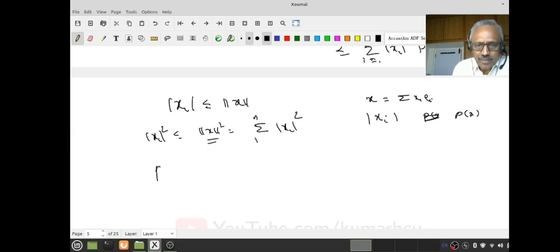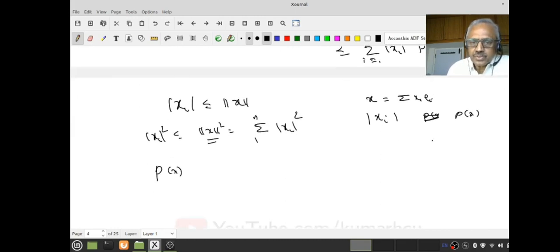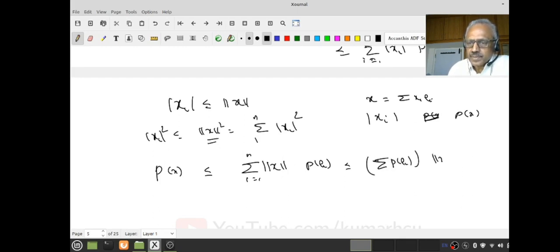Right? Therefore, what do I have? P of x reduces to: P of x is less than or equal to the sum of norm of x times P of ei. Right? So there are many ways of doing this. For example, this is less than or equal to the sum of P of ei times norm of x. So call this constant C1 or C2 or whatever, I don't care. Okay, let's say C2. Have you understood this?